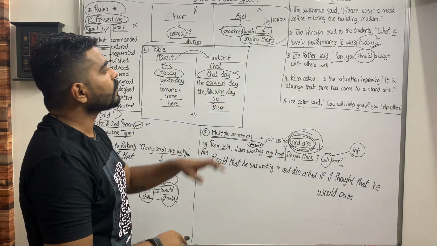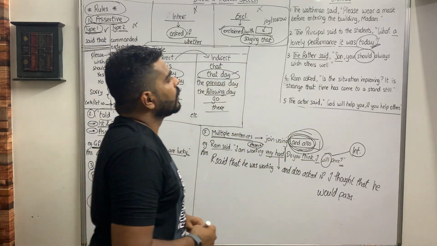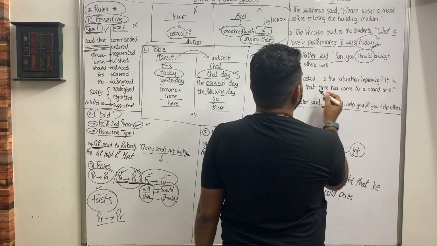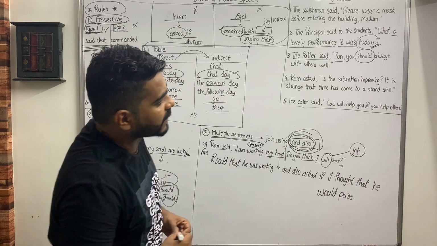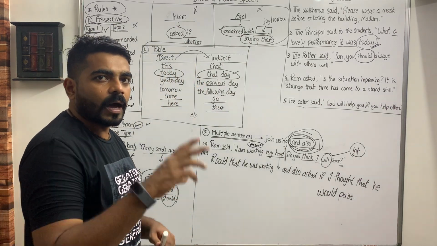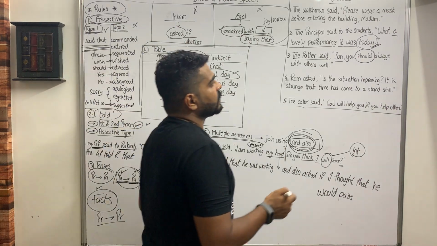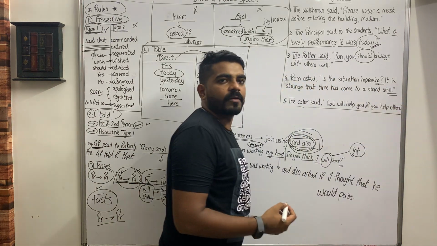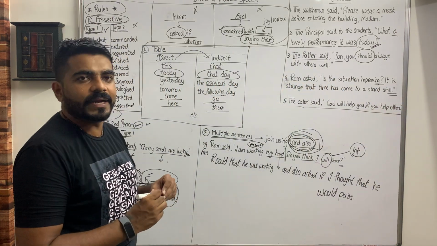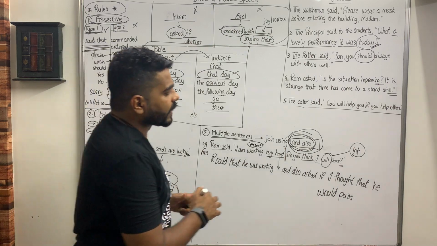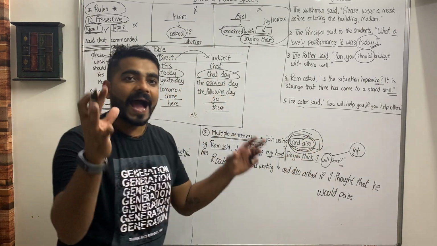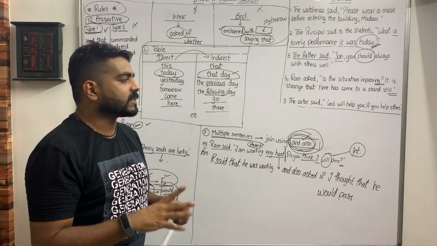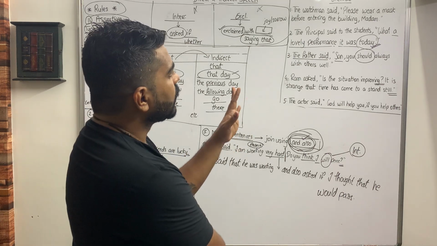Okay, the fourth one. Ram asked, is the situation improving? It is strange that the time has come to a standstill. Now look, which category of sentence is this? It has two sentences together. One question, one full stop. Whenever we have two sentences together, what do we have to insert? And also, we will add the words and also without fail. It should click, it should come automatically to you that this sentence.